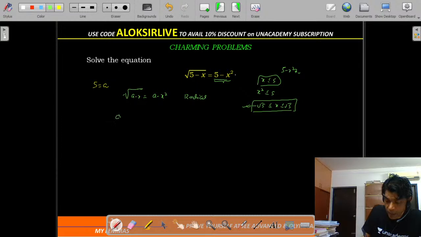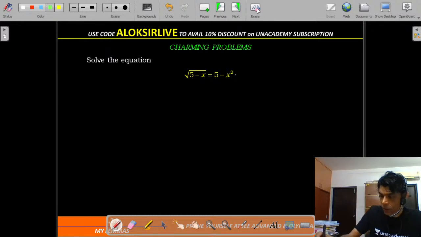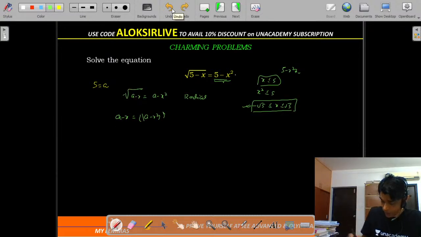So you will get a minus x is (a minus x squared) whole squared. Let me write this one. Okay, this is a minus x, and I get here (a minus x squared) whole squared. So I get a minus x equals x to the 4 minus 2a x squared plus a squared. Now you see again the same thing is coming up, right? So I write a squared, and if I plug in, I will get a squared minus 2a x squared minus a plus x to the 4 plus x equal to 0, right?